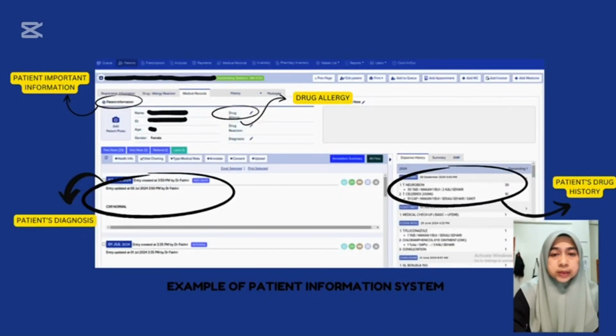Okay, so this is an example of a patient information system. As we can see here, at the upper part is where the important patient information like name and age is, and on its right is the part for drug allergy, if the patient has any allergy, and the below part is where the doctor will write all the patient symptoms and diagnosis. And it also has the part where it shows medication history. This part shows what kind of medication the patient takes or when the patient takes the medication.